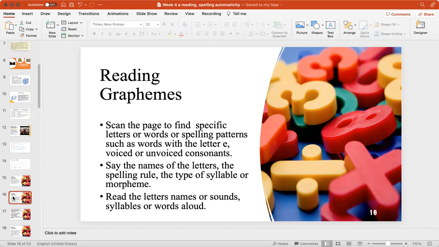You can ask them to say the names of the letters, or if you have words with spelling rules, you can have them tell you the spelling rules. If you had a list of different syllable types, you could ask them to name the syllable types or read the syllables. You could say, is this a prefix, a suffix, or a base word? You can have them read the names or the sounds aloud. There's lots of ways to use this.